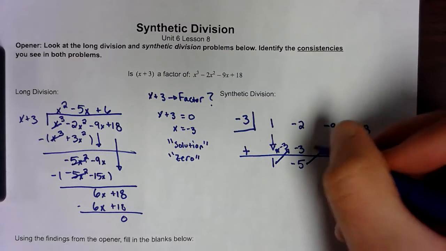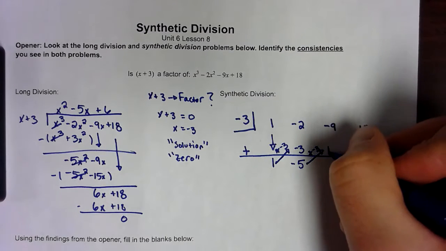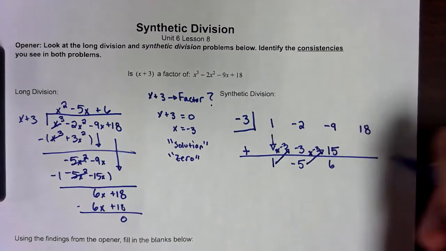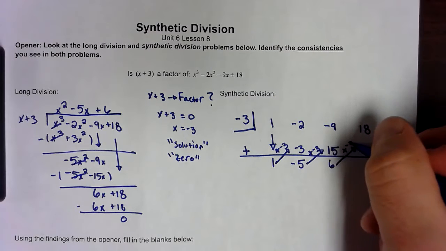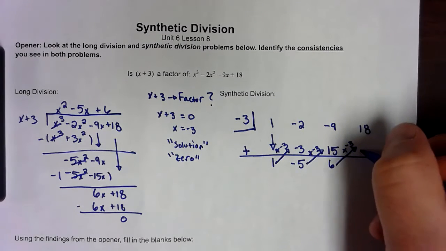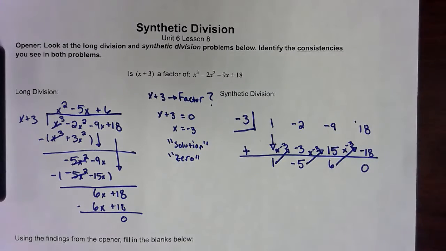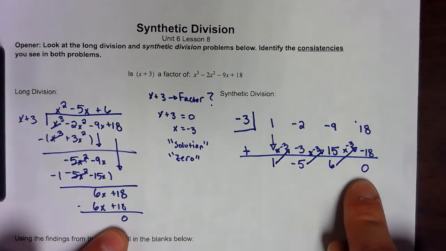So I'm going to multiply -5 by the number in the chair, which is -3 still. That gives me a positive 15. -9 plus positive 15 is 6. And we're going to do this one last time. Times -3 to get -18, which gives us a remainder of 0, which we should expect. This is the same remainder that we got from doing long division.